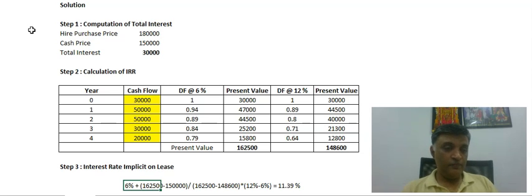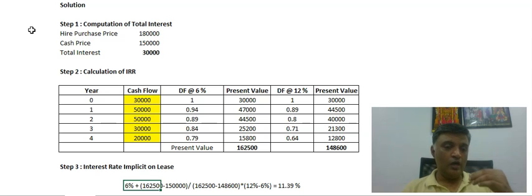Make sense? Okay. So I repeat, step number 1 is to determine the total interest, because they have given you the HP price, they have given the cash price. So the difference between the hire purchase price and the cash price gives you the total interest, right? Second step is the calculation of IRR. Since you do not know the interest included in each installment, you need to arrive at a discount rate, which when used to discount the cash flows, equates to the cash price of the asset.